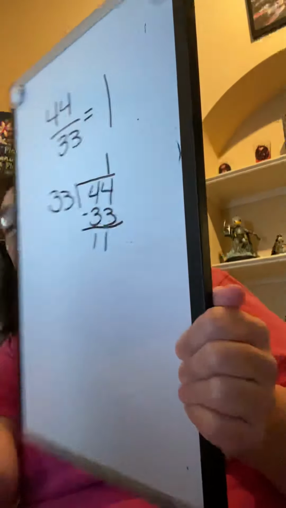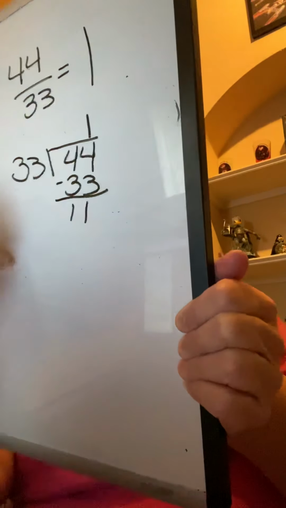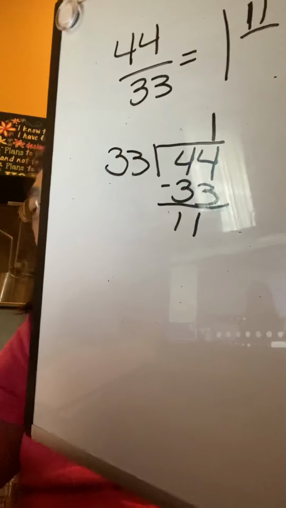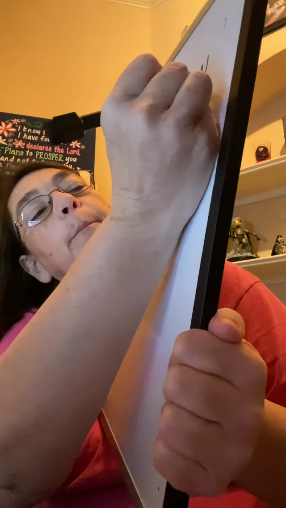So this equals, my whole number is now 1. My numerator is my remainder. And my denominator stays the same.